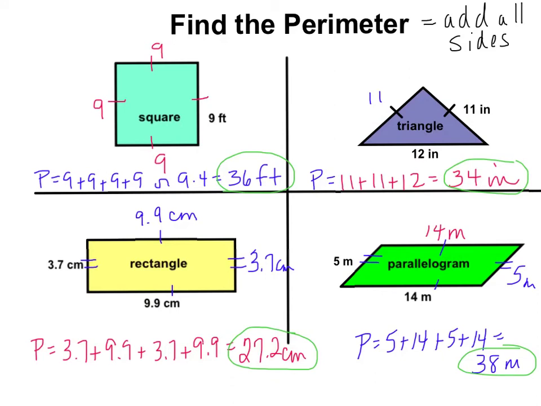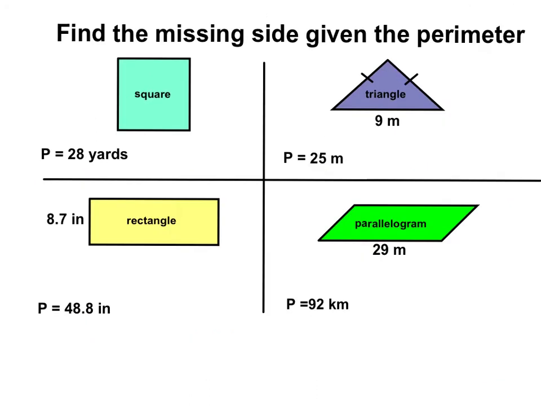And on the previous slide, we just found how to find the perimeter. The next slide is actually a little bit different, finding the missing side given the perimeter. So right now, we're looking at the square right here. And I know the perimeter is 28. That means this, plus this, plus this, plus this. All of these added together has to give me 28 yards.